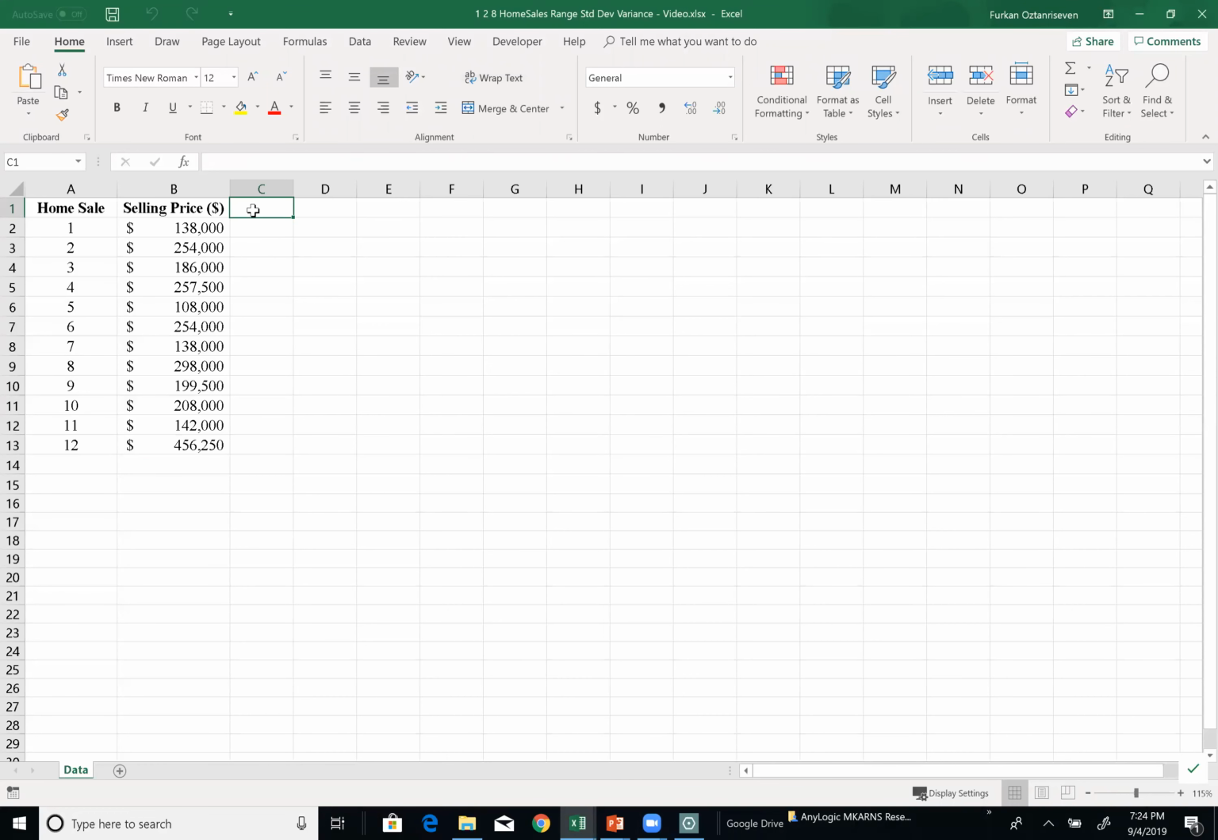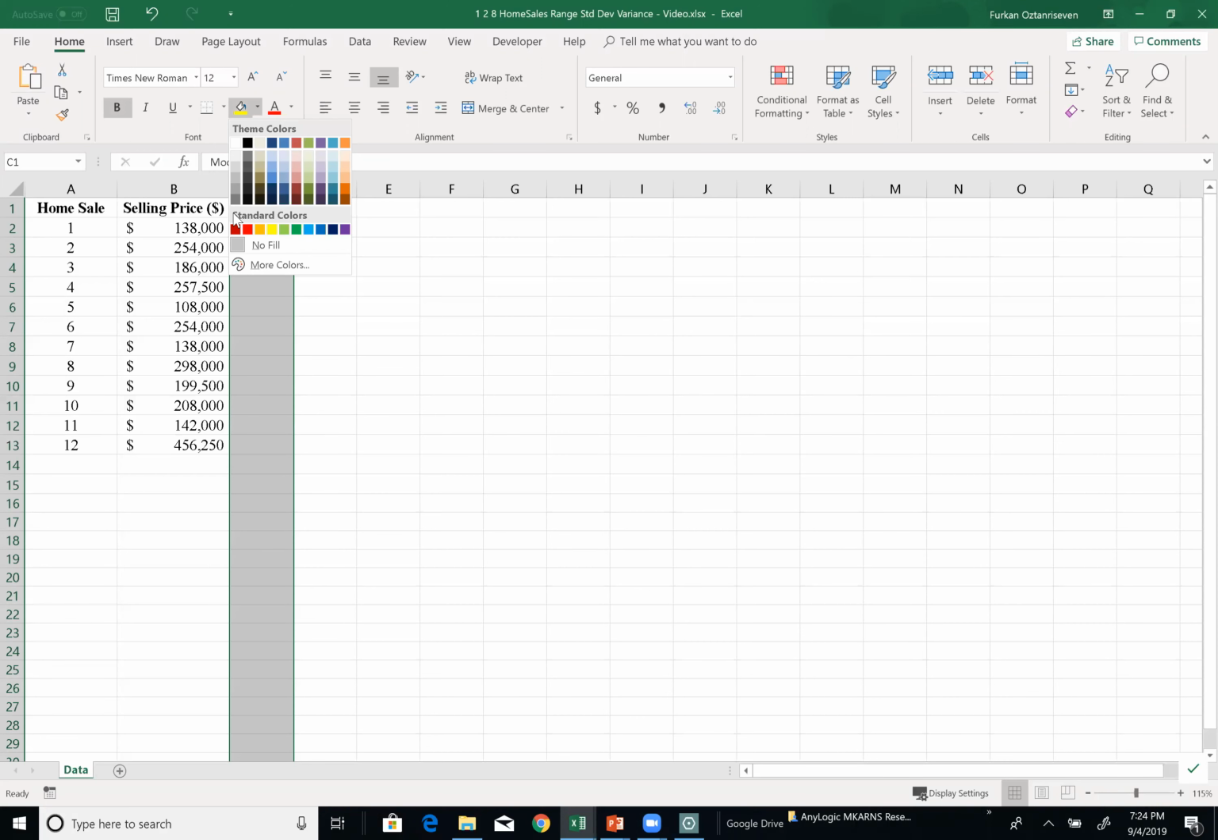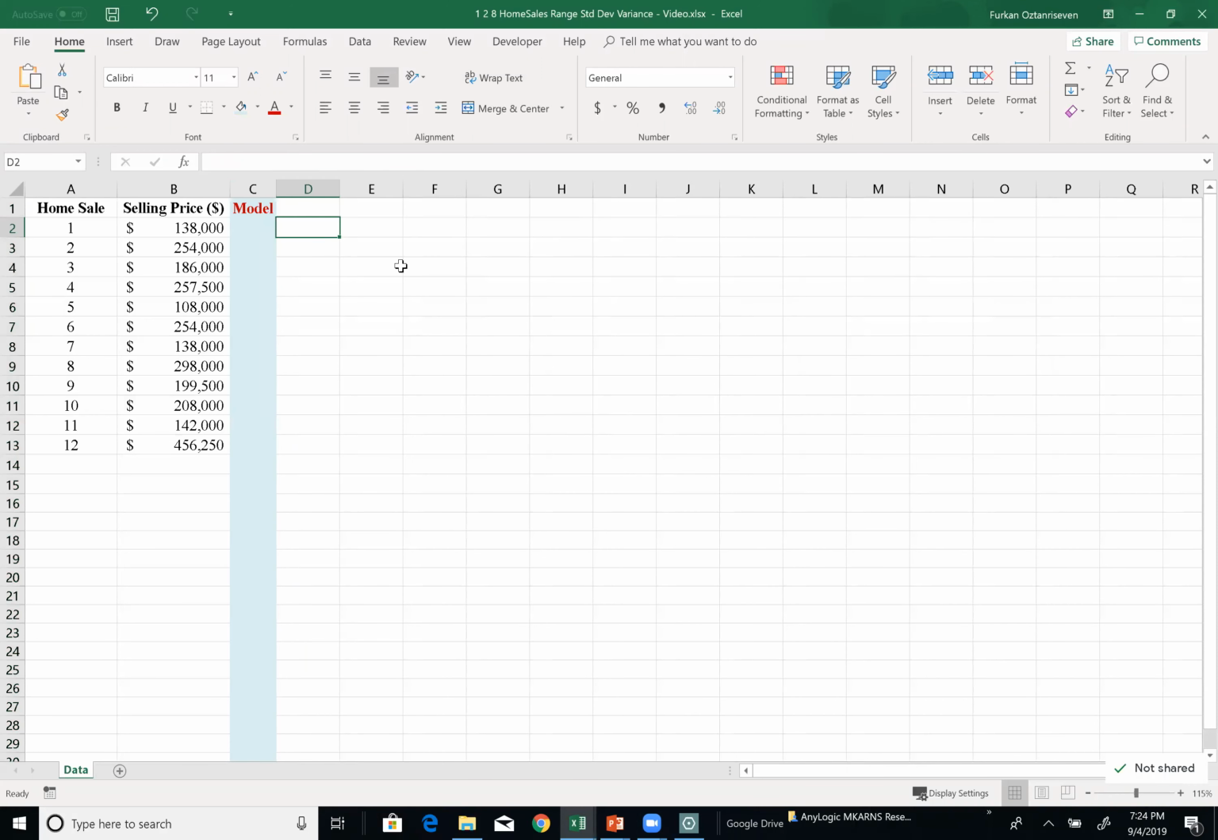All right, so let's build a model here. Control B. Let's choose color here. Perfect. All right, so to measure the variation in my data, I need to calculate range, variance, standard deviation, and coefficient of variation. All right, let's calculate these values.